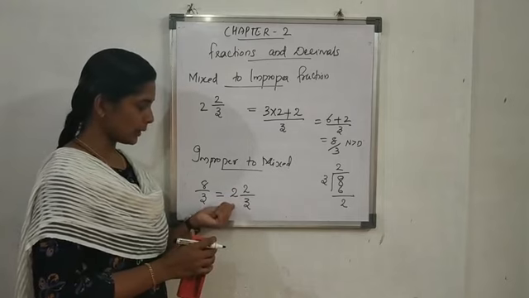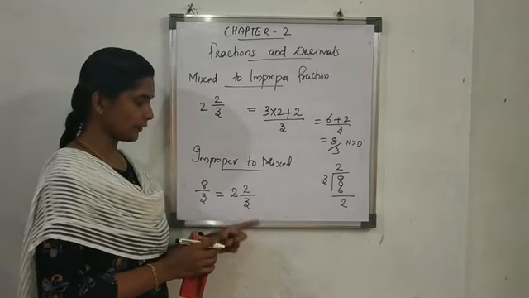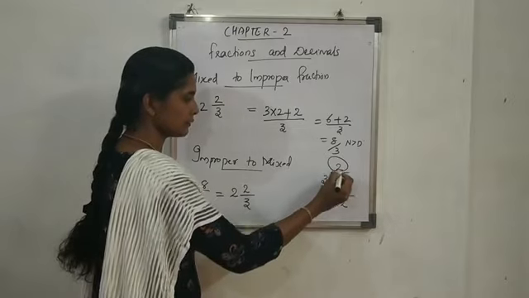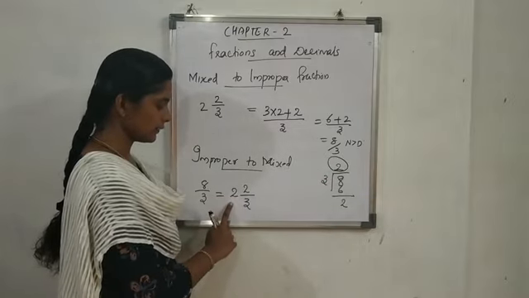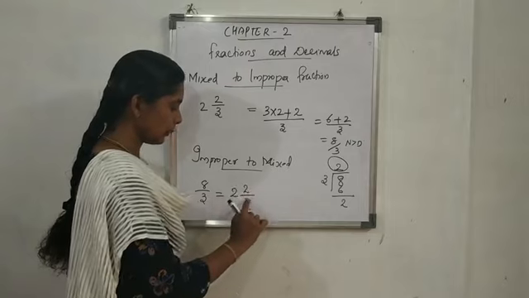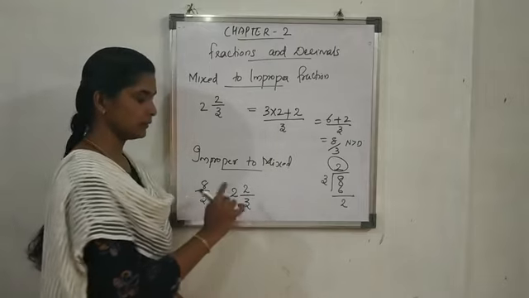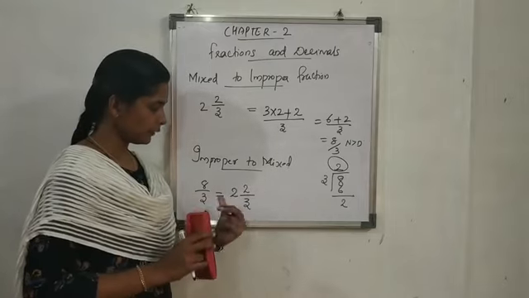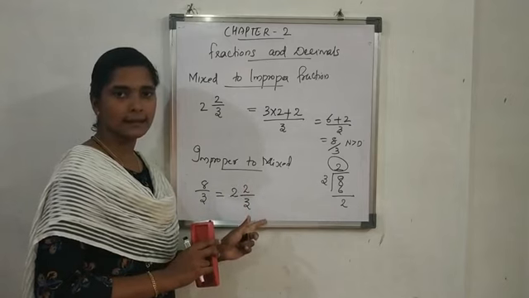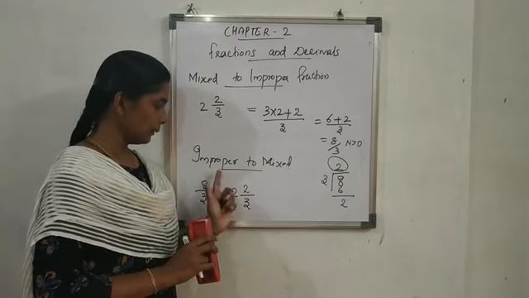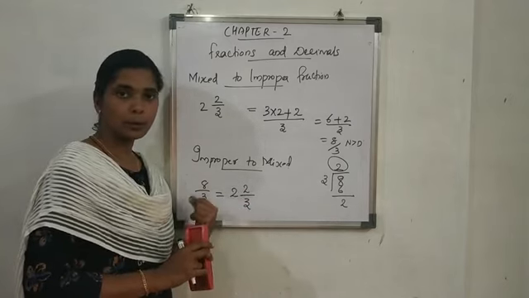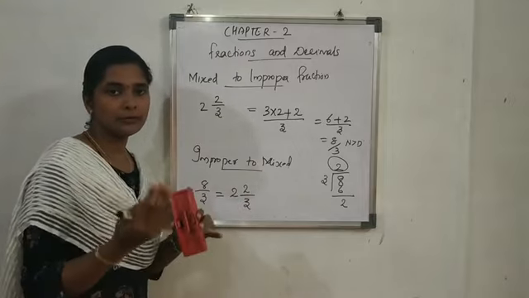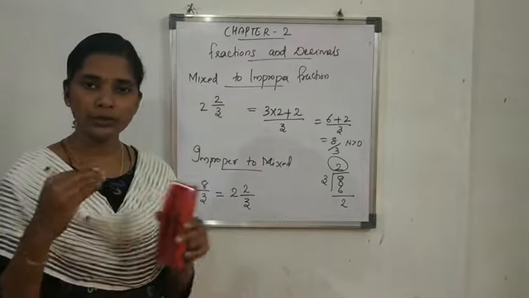2 is the whole number and this 2/3 is the fraction with a fraction bar. So write the quotient 2 first, then the remainder 2 upon the divisor 3. That is 2 whole 2/3. This is the improper converted to a mixed fraction. For converting improper to mixed, we have to divide the number.